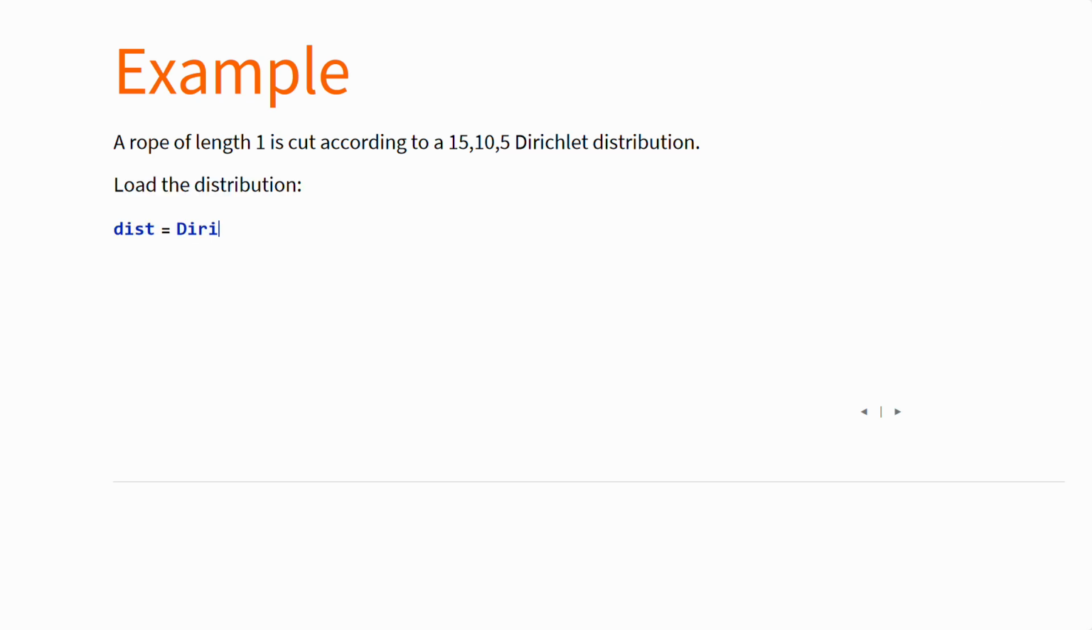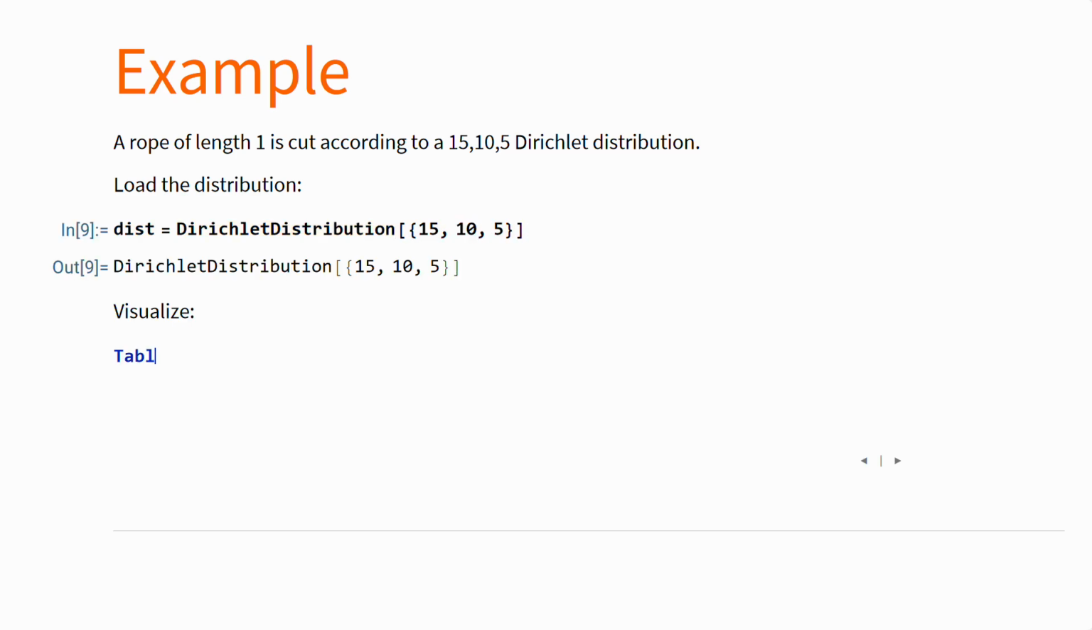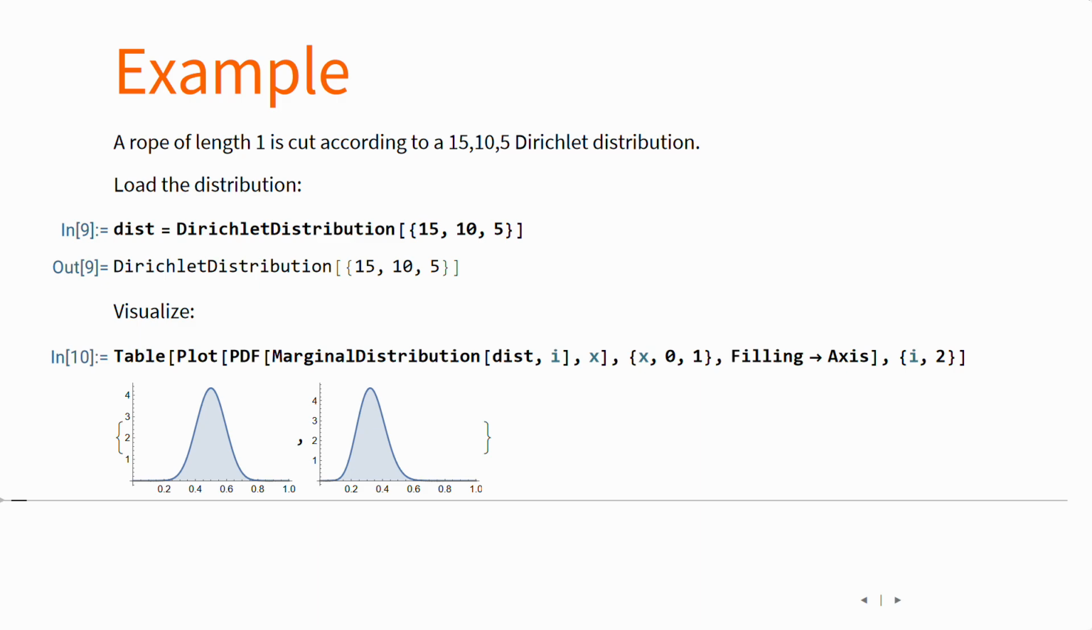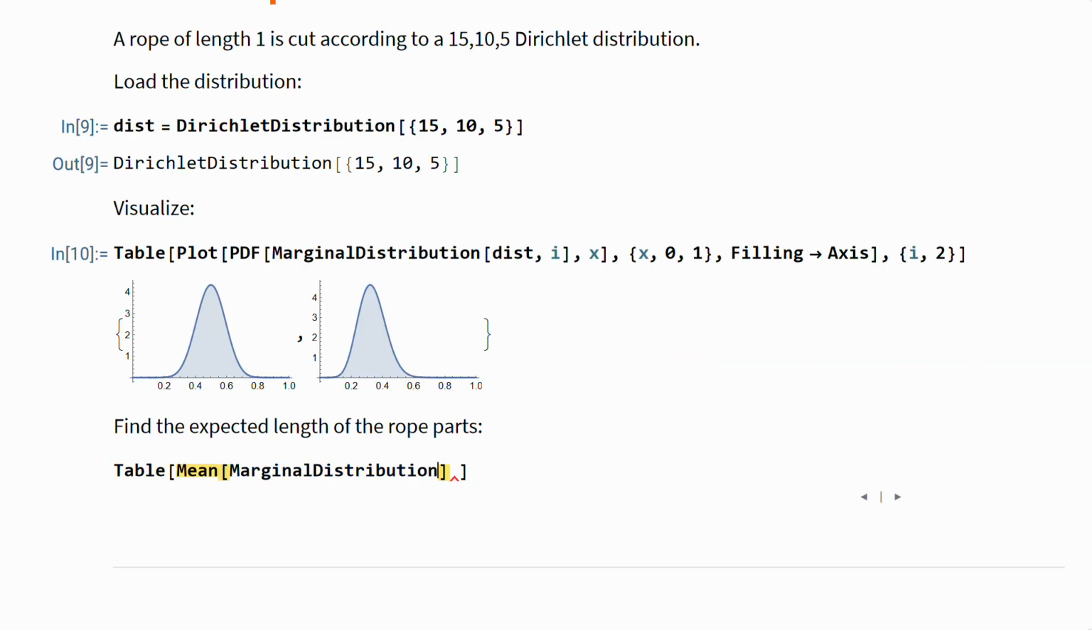I'll assume you're not familiar with this distribution, so let me explain a bit, based on the plotting of the marginal distributions. The Dirichlet distribution attempts to have three pieces of relative proportions of 15, 10, and 5. So the first cut must be around 1/2, and the second cut around 1/3, as you can see from the mean.